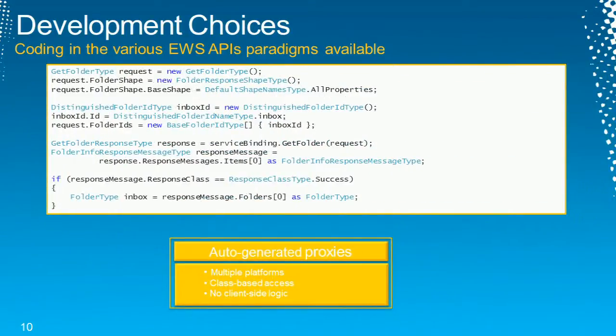Slightly better option is the auto-generated proxies. Any of the frameworks that support web services are going to support this type of coding, and this is basically on-demand classes that get built based on the WSDL. So when you set up your development environment, you'll point it to the Exchange Web Services WSDL. It'll download all the class definitions and basically build this class library for you.